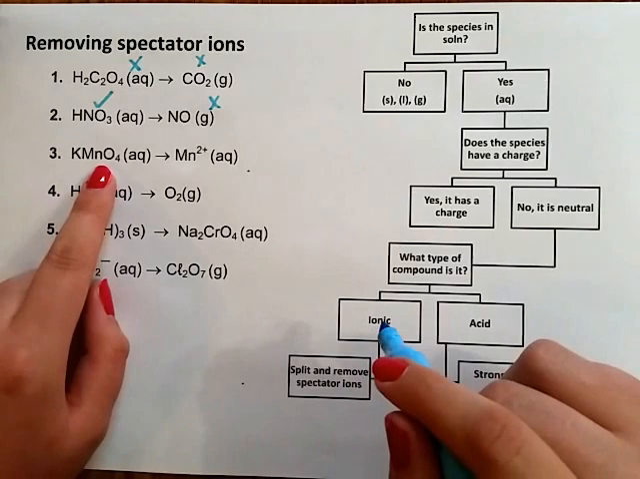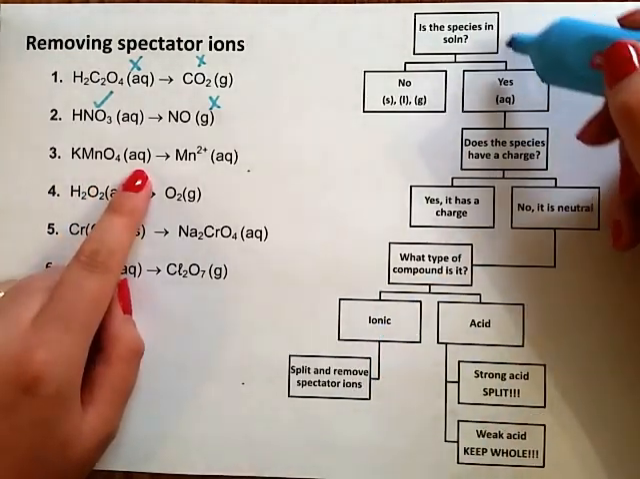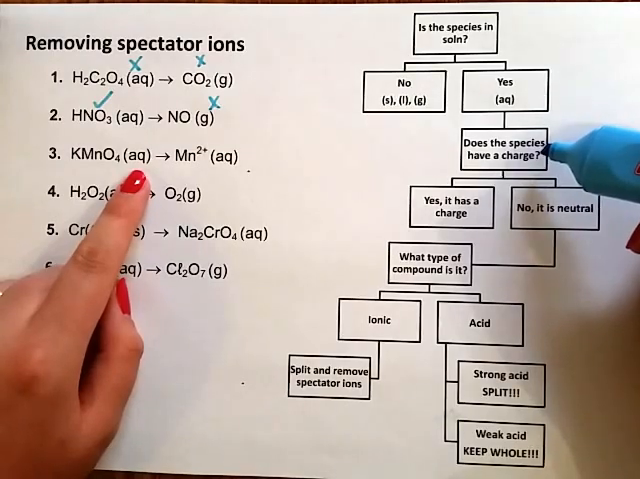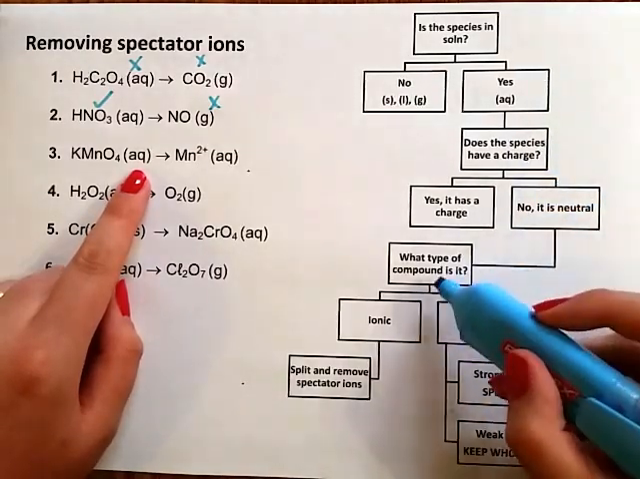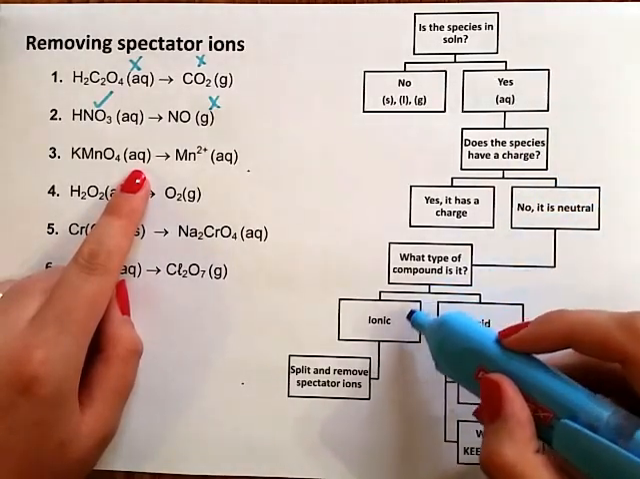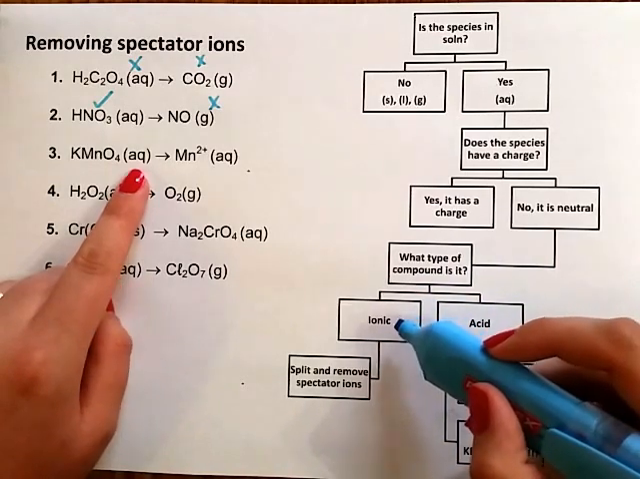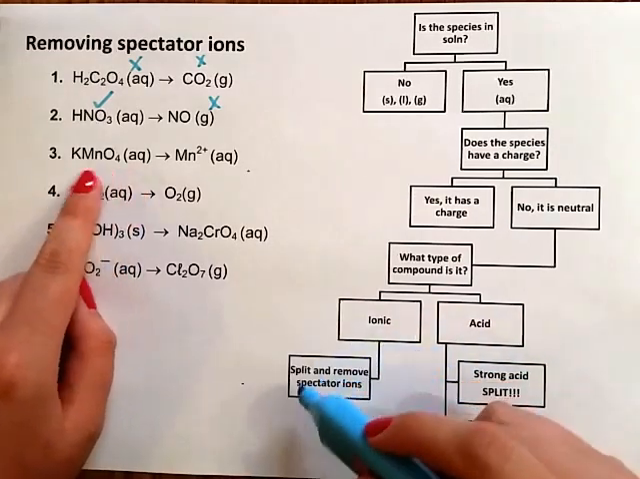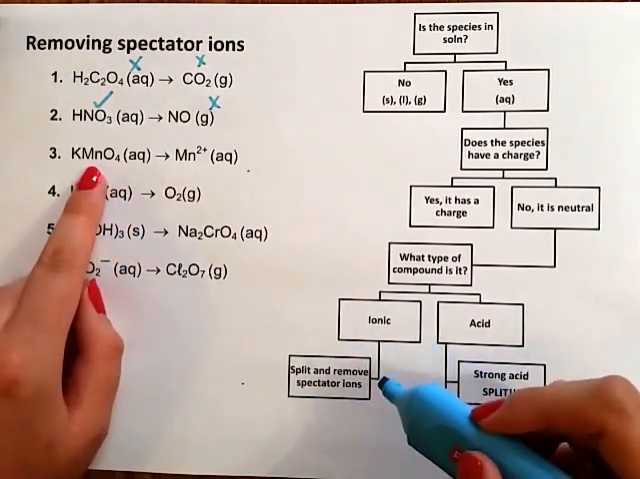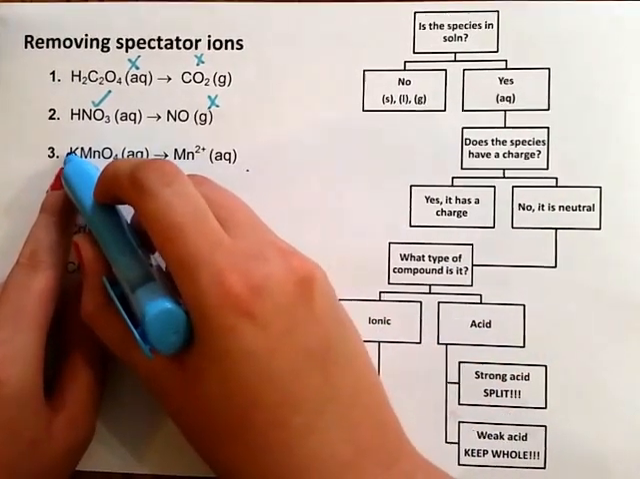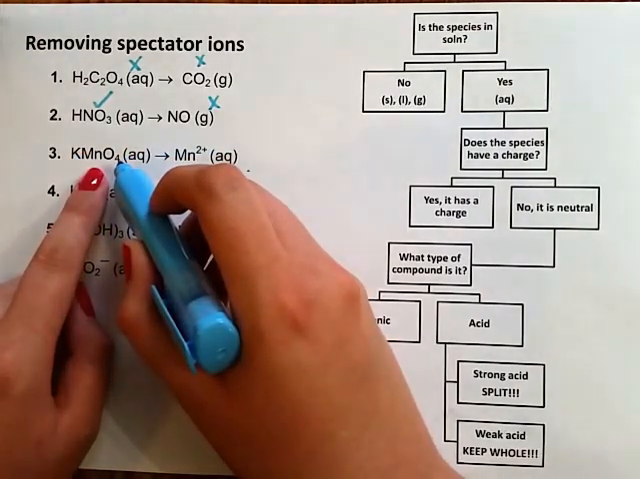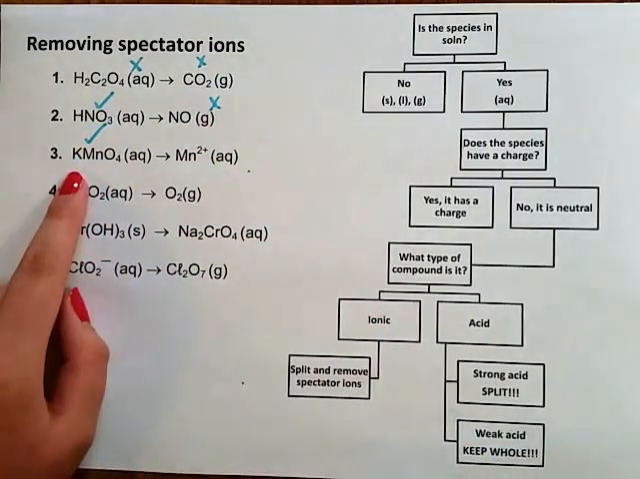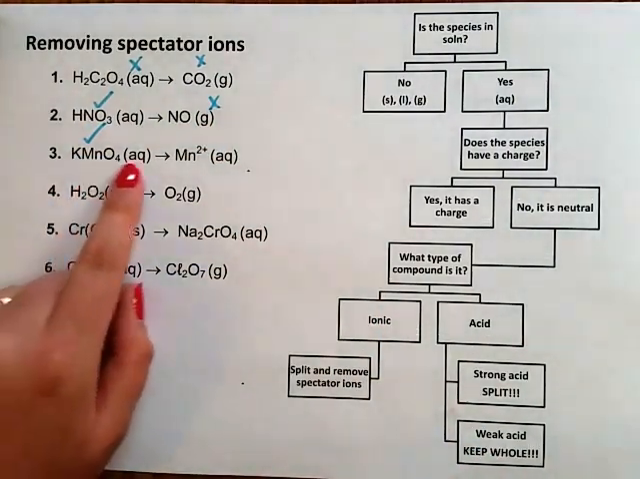Here with KMnO4, aqueous, the species is in solution. Does it have a charge? No, it's currently neutral. What type of compound is it? We know it's ionic. So if it's an ionic compound in aqueous solution, we may split it to remove the spectator ions. So potassium permanganate. The potassium will be split off and removed as a spectator ion.